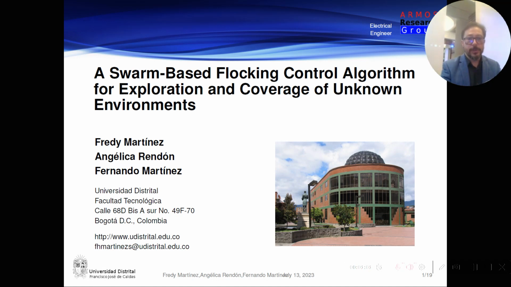The title of this research is A Swarm-Based Flocking Control Algorithm for Exploration and Coverage of Unknown Environments. And we want to work specifically in robotic path planning. That is the area of this work.